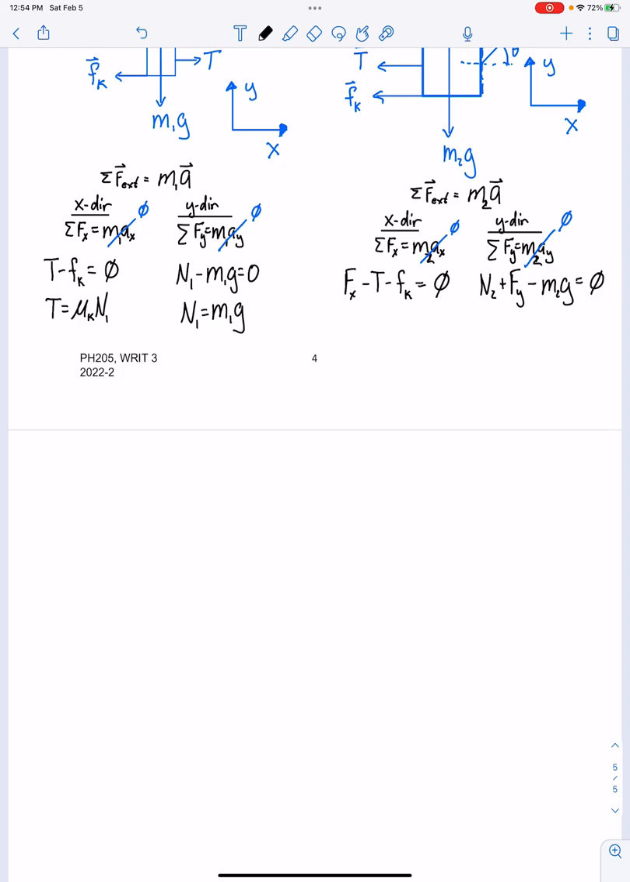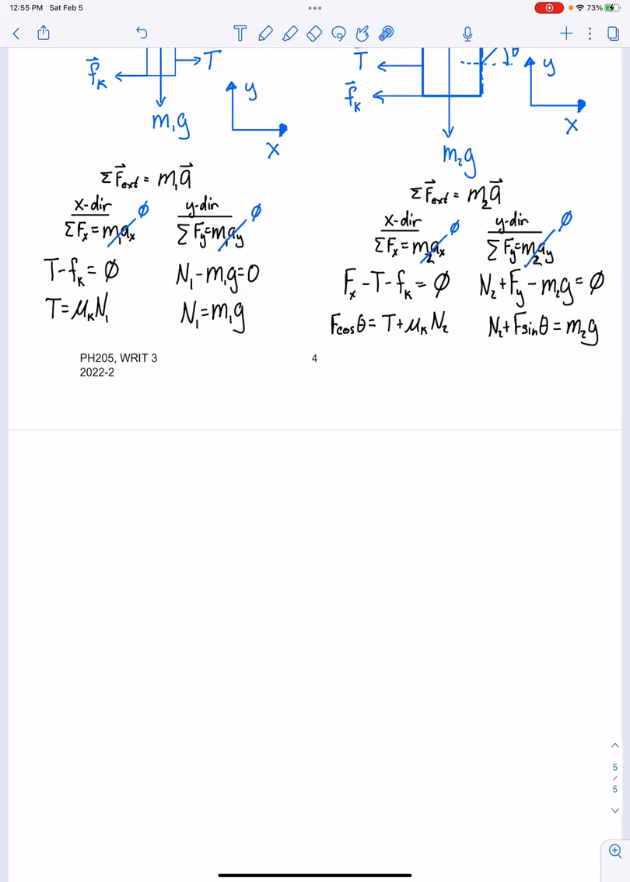For the x direction for block 2, we get the x component, which is F cosine theta, minus the tension, minus the, or excuse me, we're adding those to the other side. So F cosine theta is going to equal the tension plus the force of friction, which is mu k times its normal force, so N2. And then in the y direction, we get N2 plus the y component of our force we're going for, which is F sine theta, and that has to equal m2g. All right, those were all those simplifications we talked about.